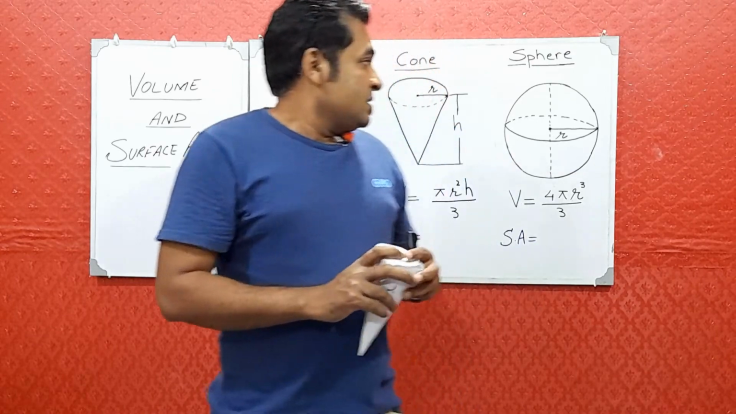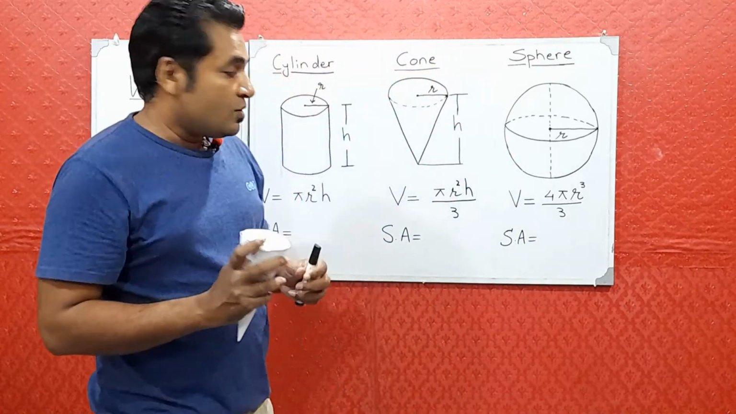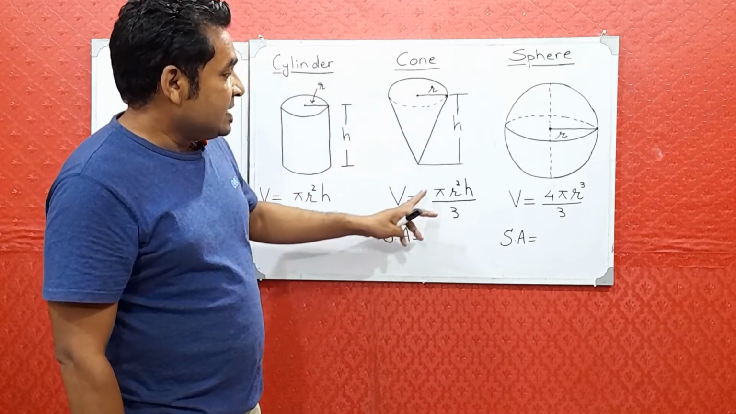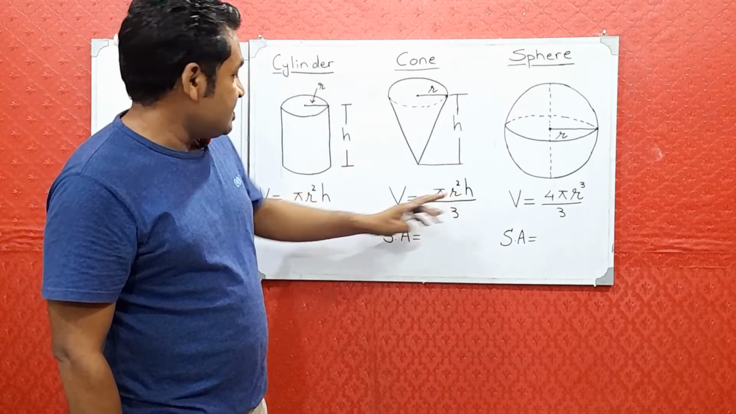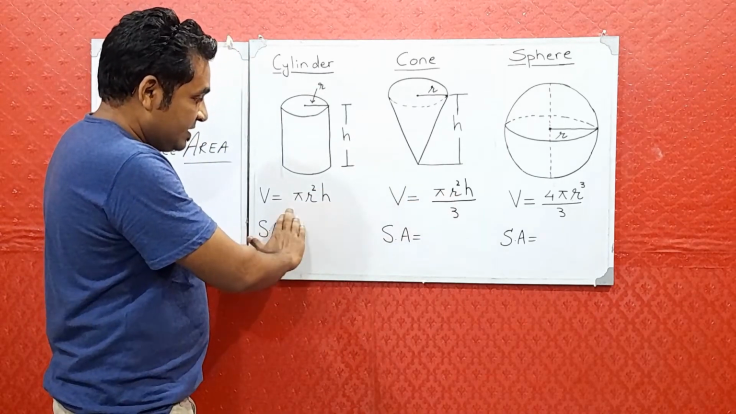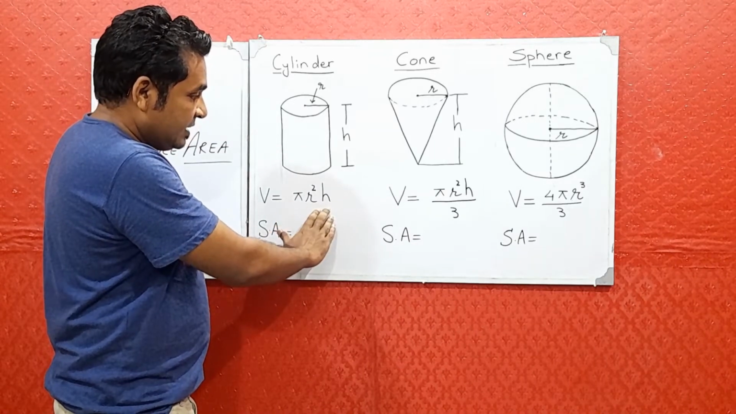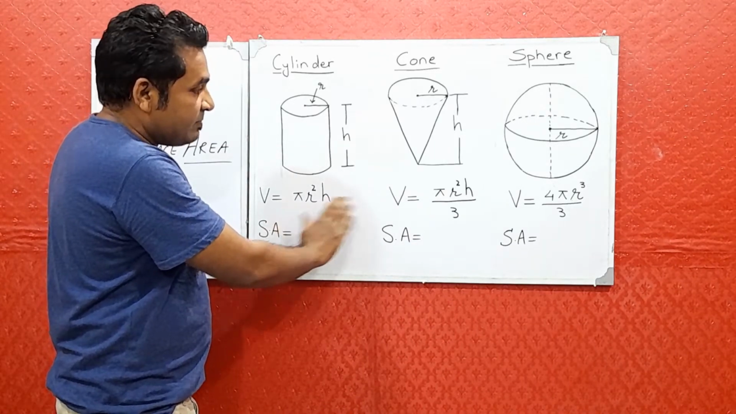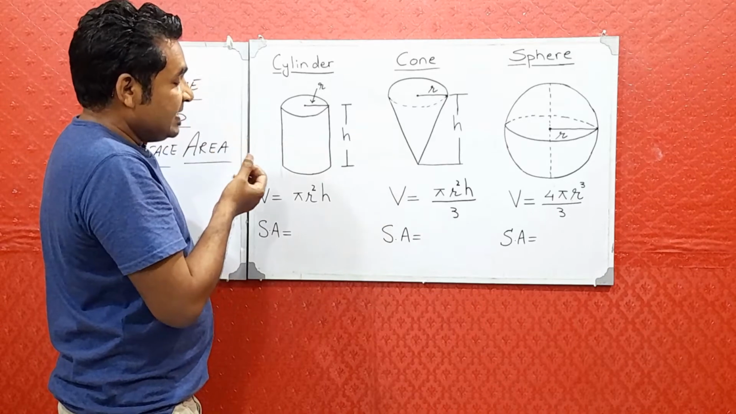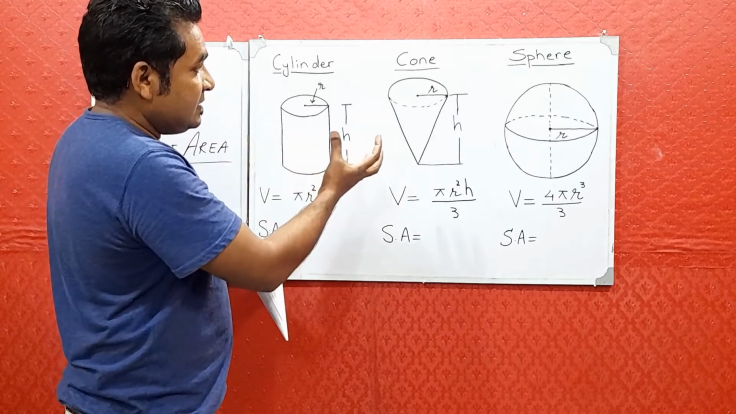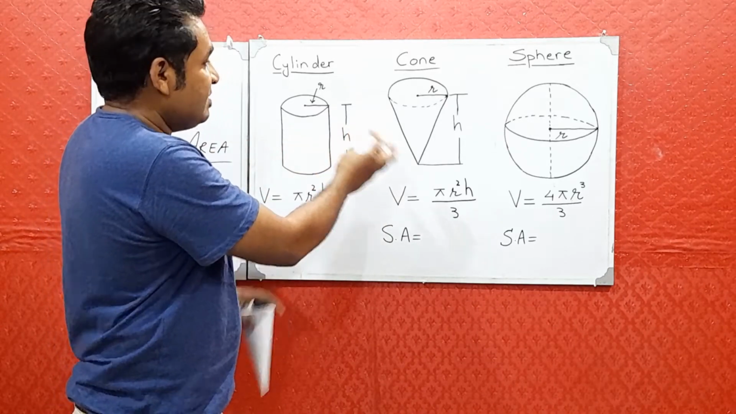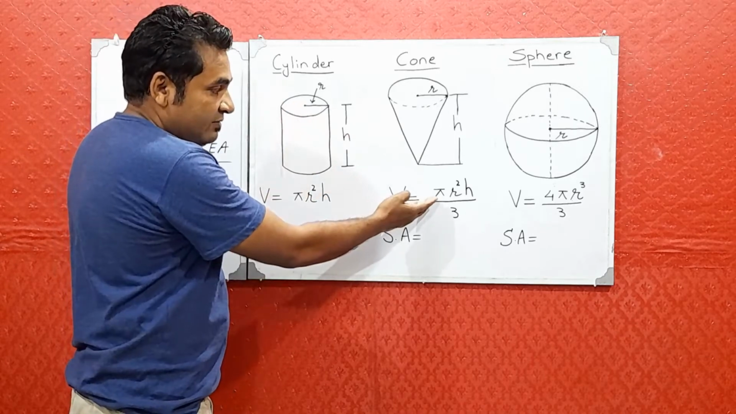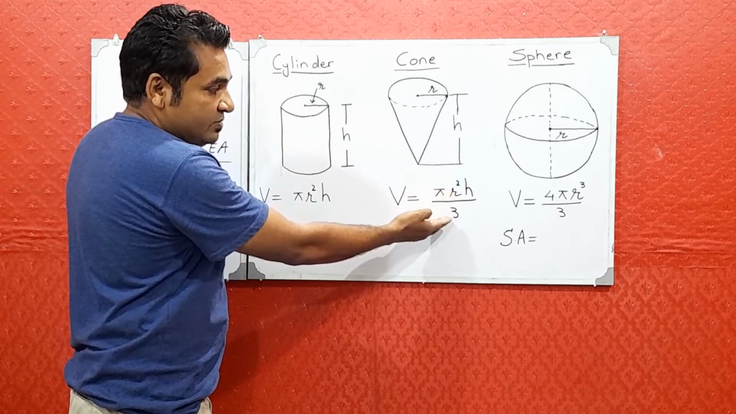The formula for the volume of a cone is pi r square h, the formula for the volume of the cylinder, which we just divide by 3. It means that when we join 3 cones, we get a cylinder, because we have divided the volume of the cylinder by 3.